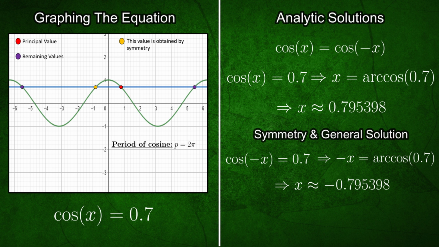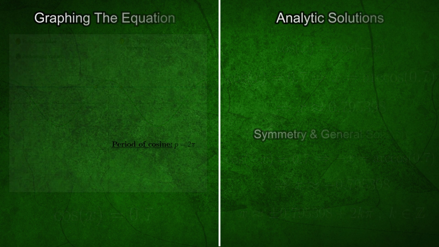0.79539883. Thus, the general solution for getting all of the points of intersection, which we know are infinite, is by considering x equals plus or minus 0.79539883 plus 2k pi, where k is an integer. Remember that we need to add this number because the period of cosine is also 2 pi.